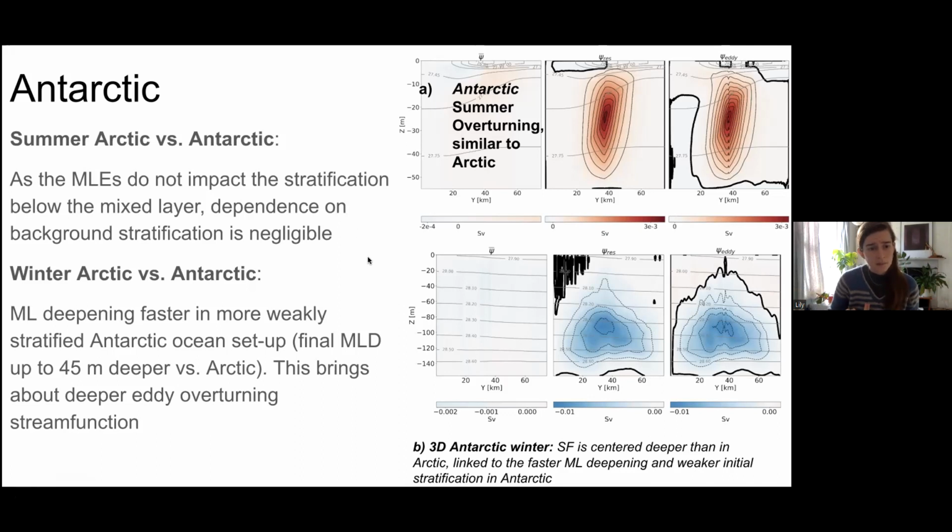Whereas in winter, the mixed layer depth deepens, and this happens a lot quicker in the Antarctic simulation, which is more weakly stratified. So there are a few more differences between Arctic and Antarctic winter simulations. For example, this overturning by eddies is deeper and slightly weaker. The meridional density gradients are weaker. But the main impacts I've seen, like the restratification, are also reasonably similar between these different locations. So essentially I found quite strong dependence between seasons, but low dependence between locations, at least within this model.